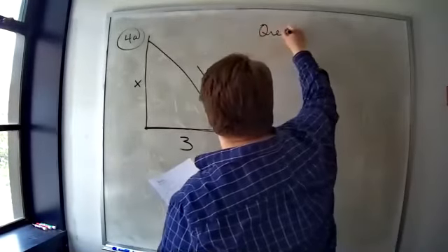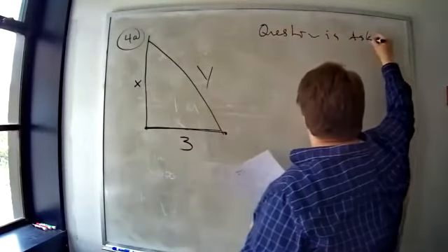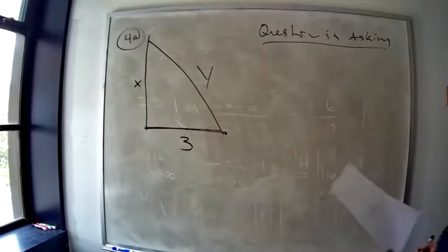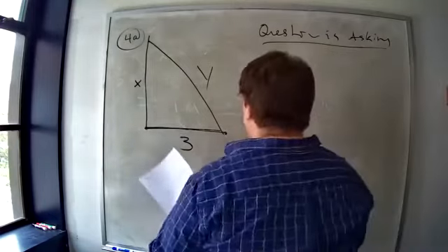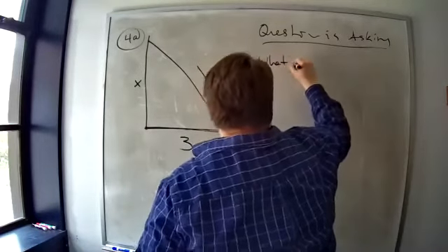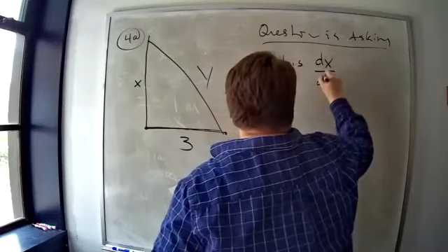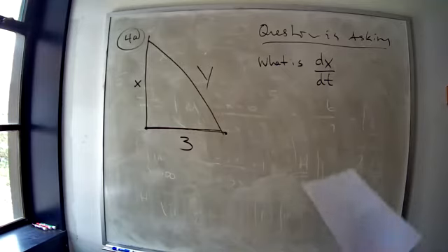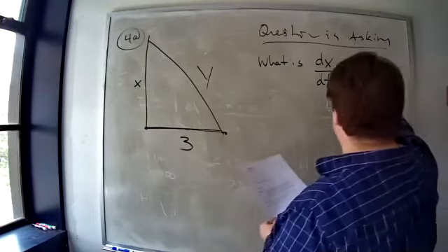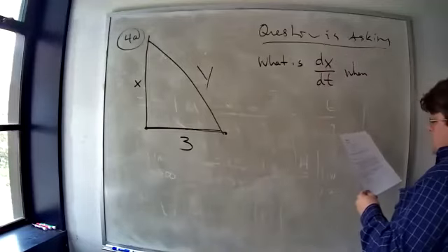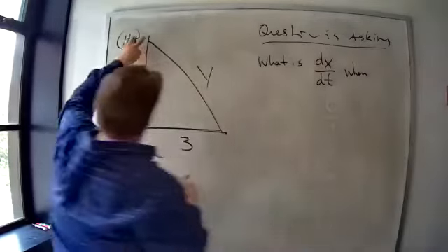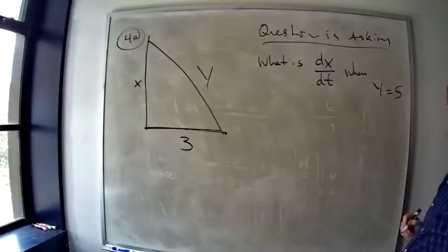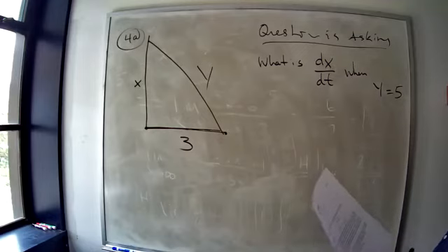So we have quantities which are changing, quantities which are not. Let's translate the question. The question is asking: what is the vertical velocity? We need the vertical velocity, so we need to find how x is changing as time is changing, because x measures where it is in the vertical direction. So what is dx/dt when the rocket is 5 miles from the radar station, so when y equals 5?